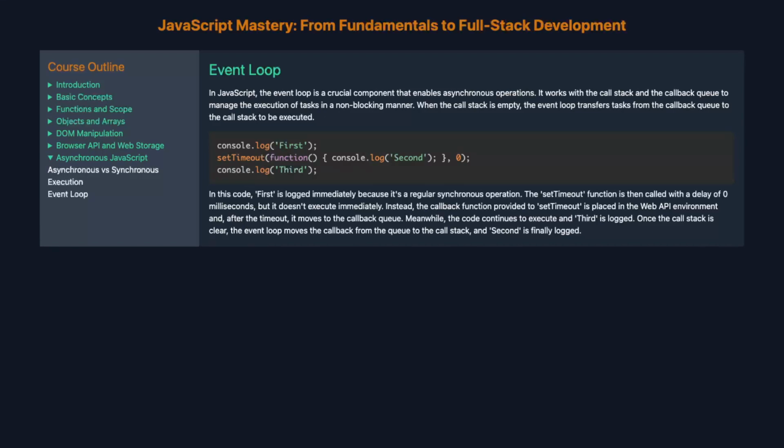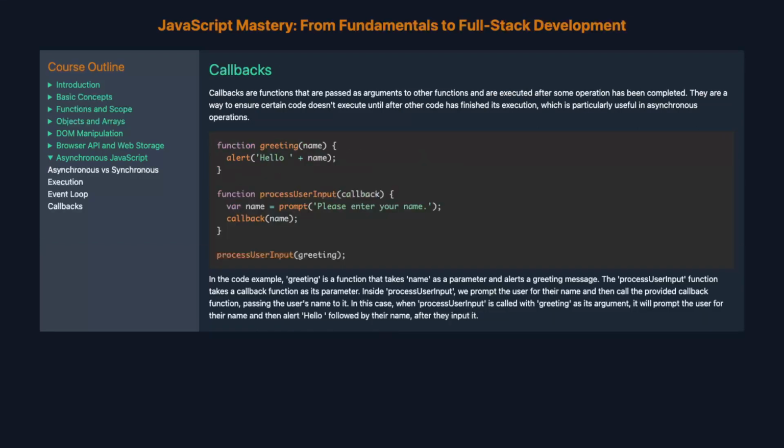The setTimeout function is then called with a delay of 0 milliseconds, but it doesn't execute immediately. Instead, the callback function provided to setTimeout is placed in the Web API environment, and, after the timeout, it moves to the callback queue. Meanwhile, the code continues to execute, and third is logged. Once the call stack is clear, the event loop moves the callback from the queue to the call stack, and second is finally logged.